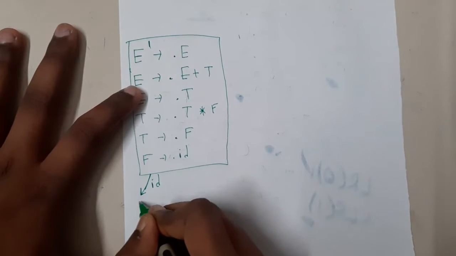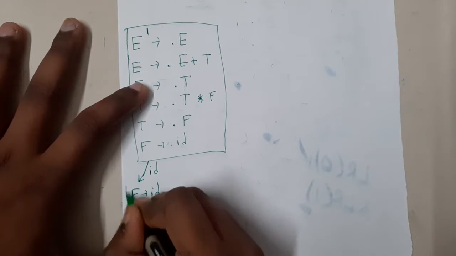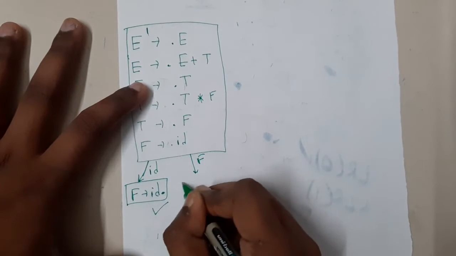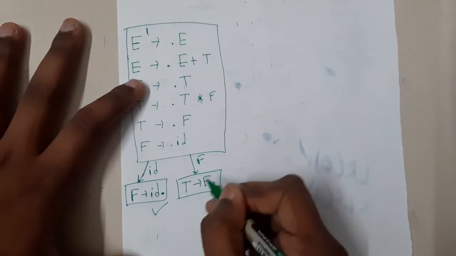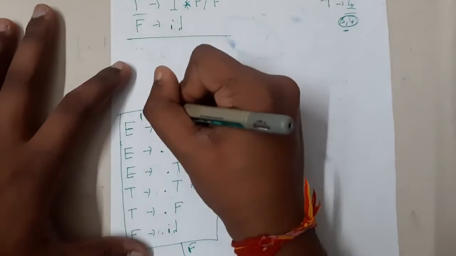From ID we can directly move to F implies ID dot. So this particular item is done. Similarly with respect to F, I can directly convert it into F dot. I'm just playing that dot game. And when it comes to T, let us come from the top now.